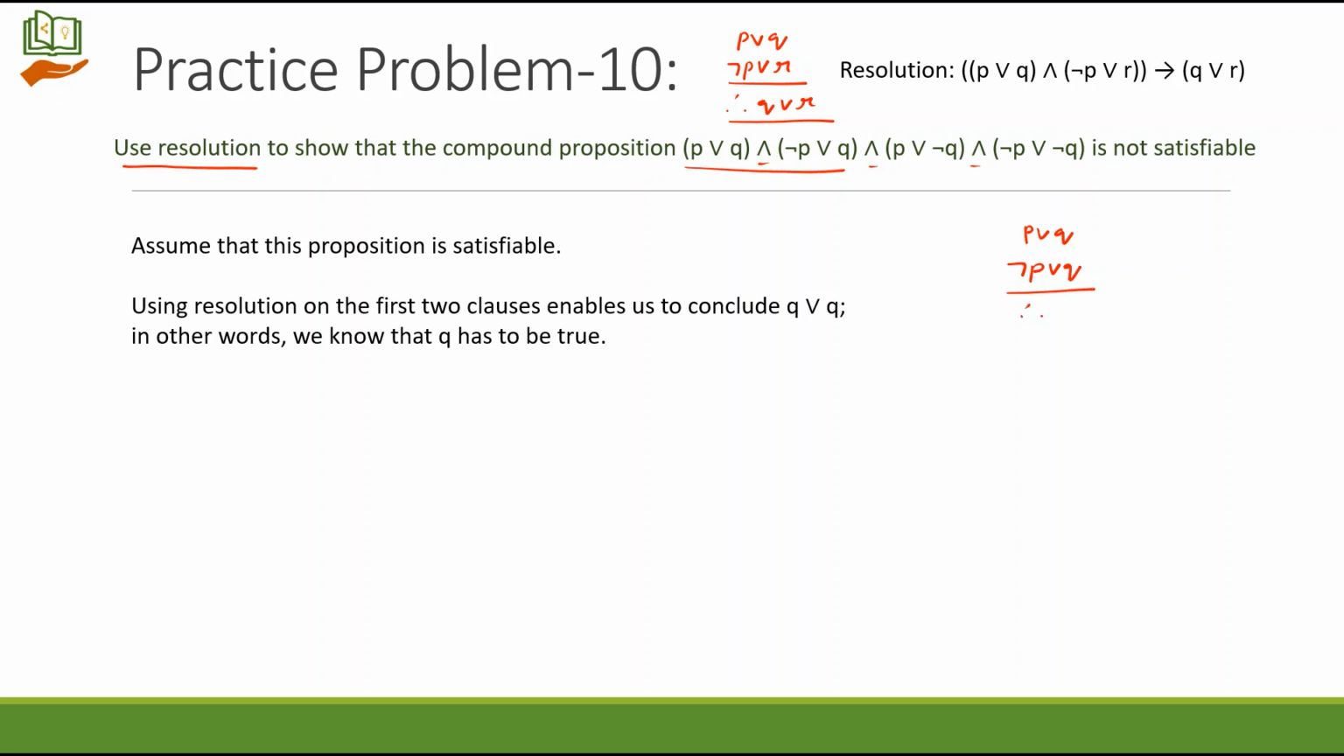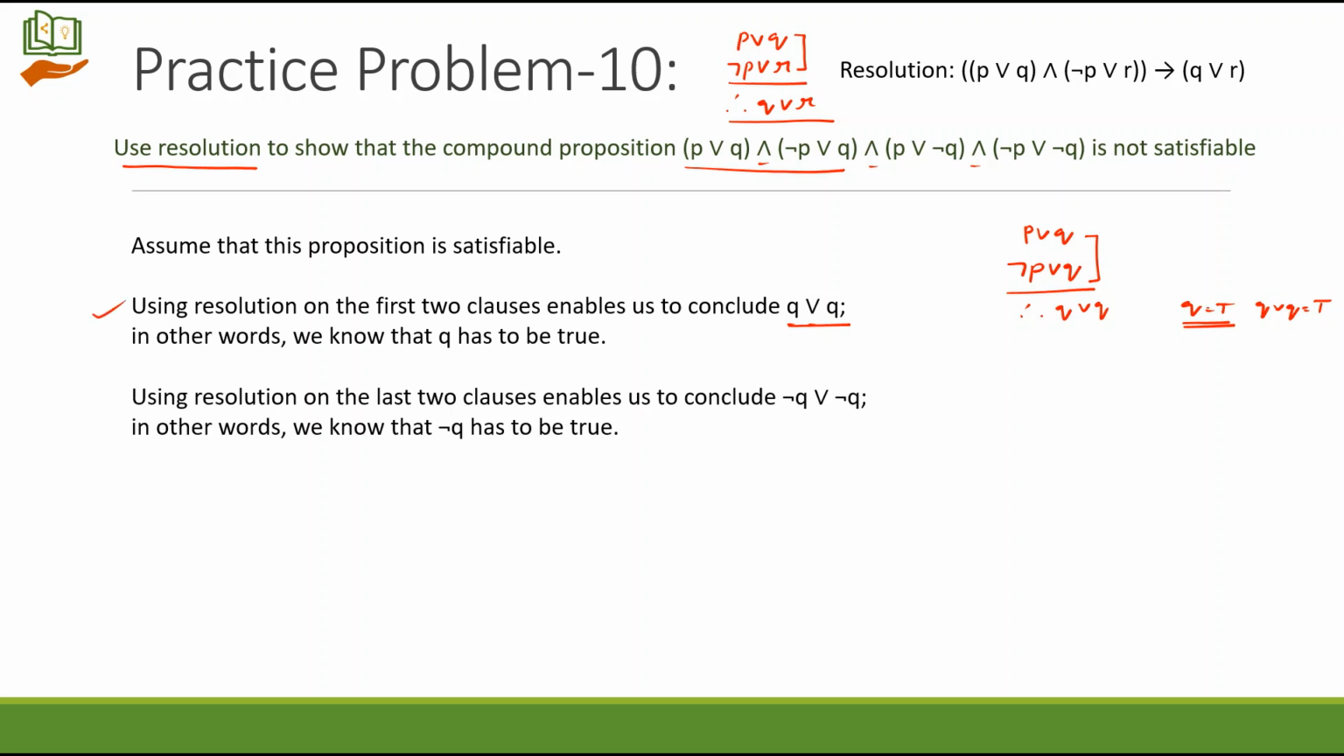Now what should be the conclusion? The conclusion should have these two propositions under disjunction. So what should be taken for disjunction? Q or Q should be taken for disjunction. This will enable us to conclude Q or Q. In other words, we know that this Q has to be true. Only if Q is true can we have Q or Q be true. True or true will give you true. In case Q is false, false or false will give you false. So the only way we can make this particular conclusion true is by making Q true.